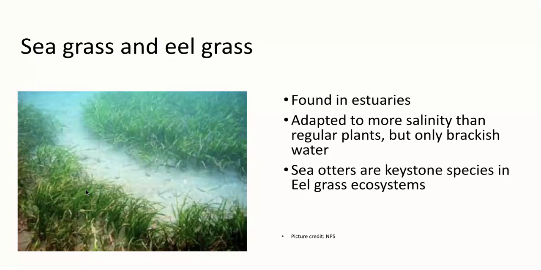Another interesting thing is that sea otters are also keystone species in eelgrass ecosystems. So they're keystone species in kelp forest, but they're also in eelgrass ecosystems.